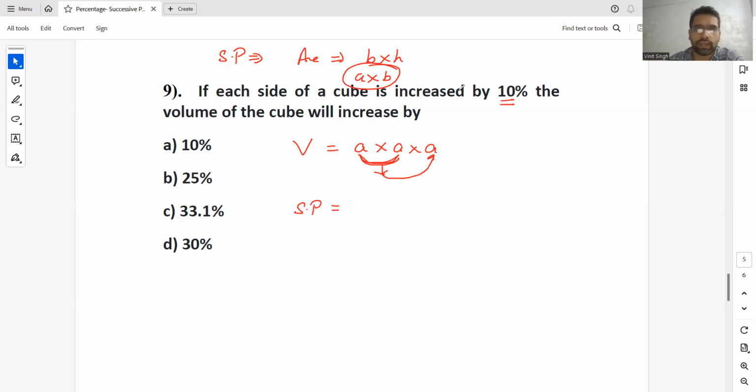Now, side is increased by 10%. 10 plus 10 plus 10 into 10 upon 100, which is equal to 21%. Now, 21% is between the two values. The third value is remaining. Again, we will apply the successive percentage formula. Effective will be 21% plus 10.